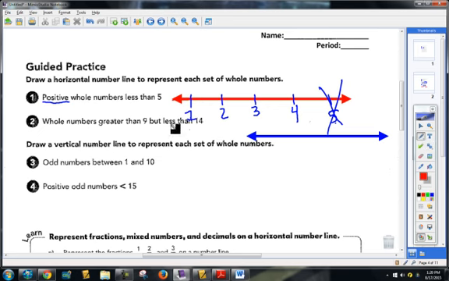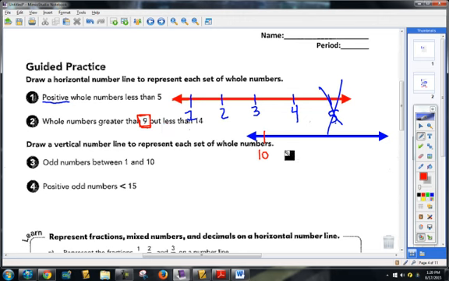So whole numbers greater than 9 but less than 14. We're talking about whole numbers. It's all about where you start. Where are we going to start? It says greater than 9. So what's the first whole number that's greater than 9? Hopefully you're all thinking 10. We wouldn't put 9 on because 9 is not greater than 9. 10 is the first whole number greater than 9.